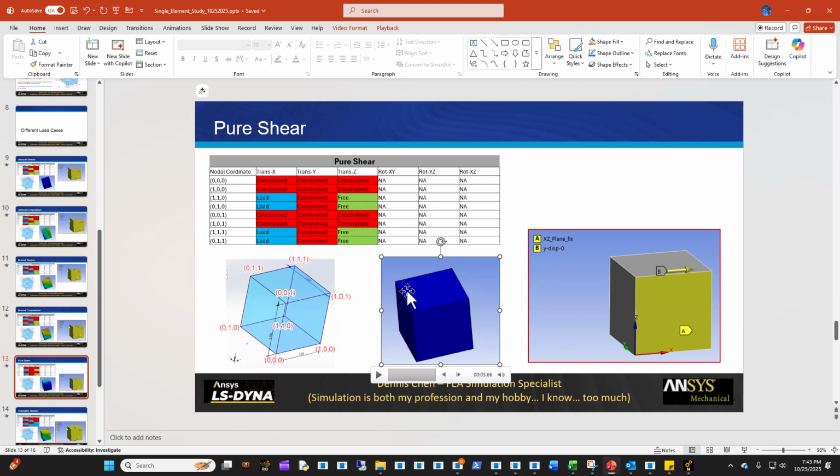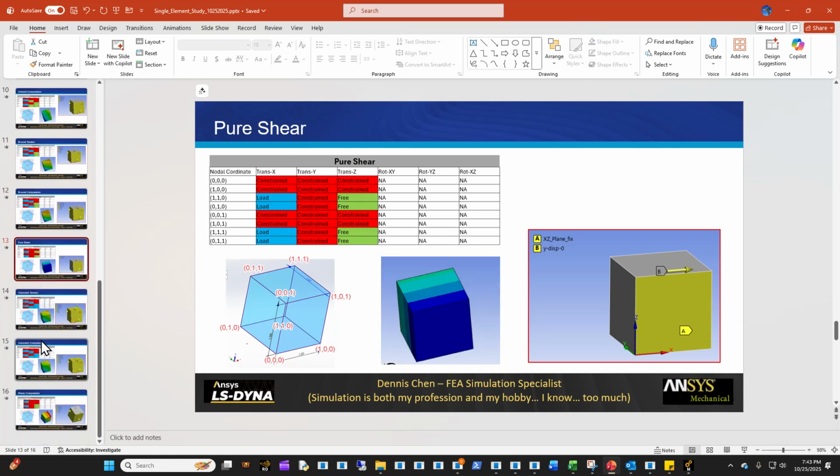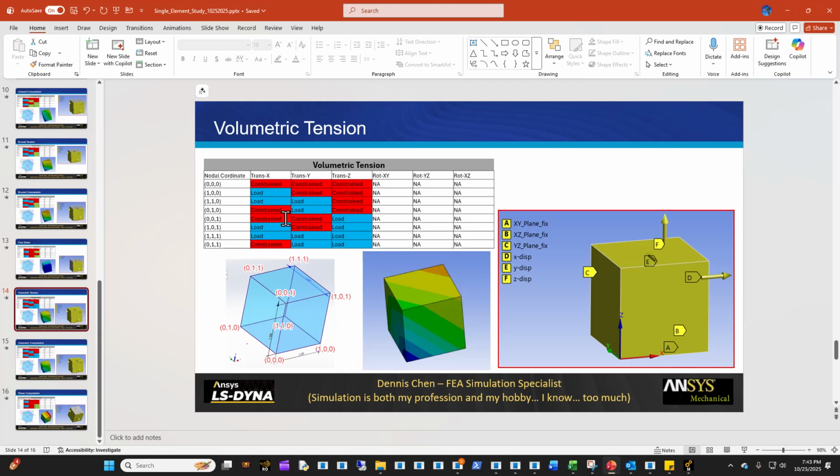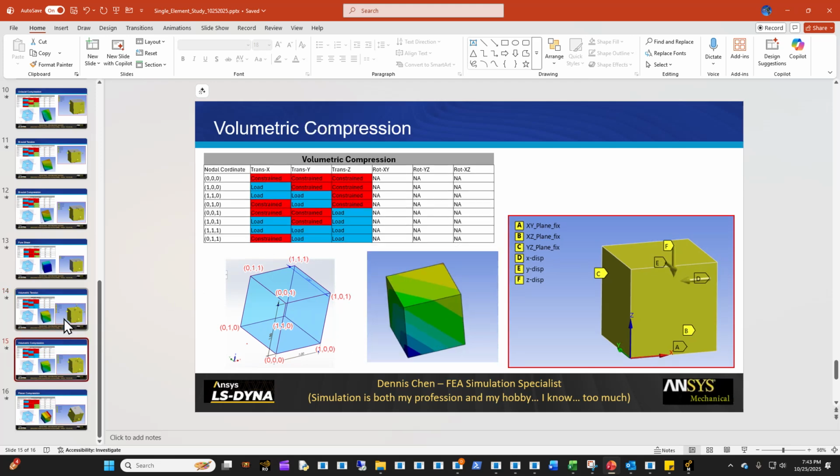If you're building a model with overlap shear, for example, you can use the pure shear as a verification method. Usually people don't do that, but that's an idea. Now, volumetric tension and volumetric compression is the opposite, right?